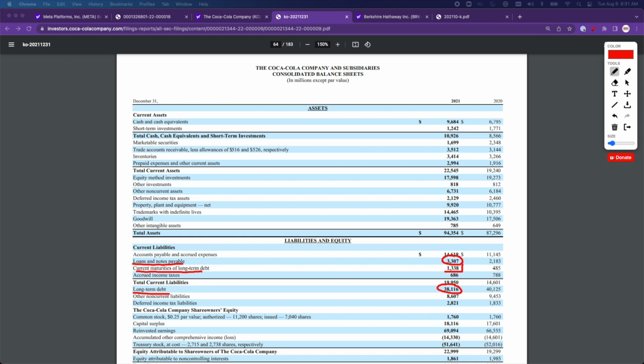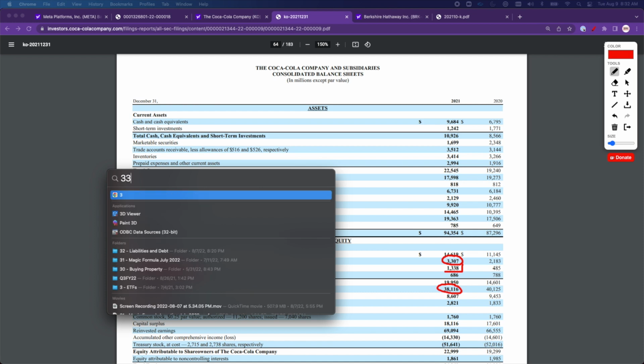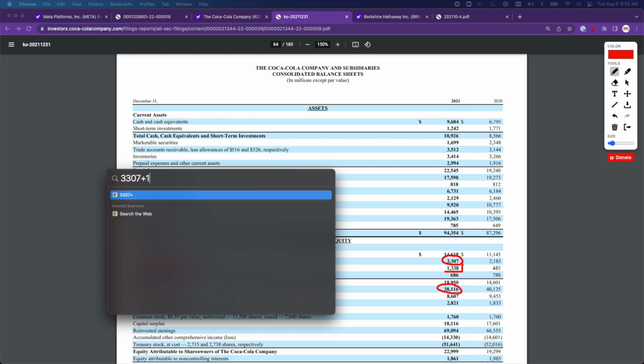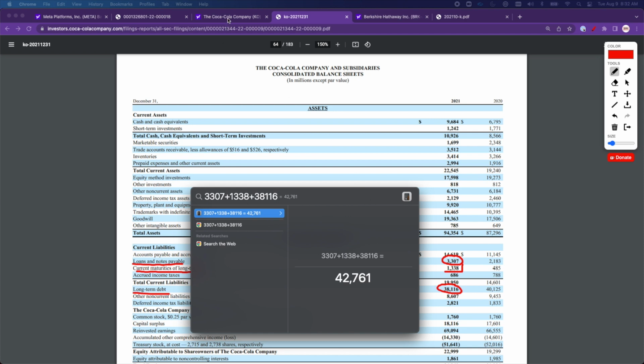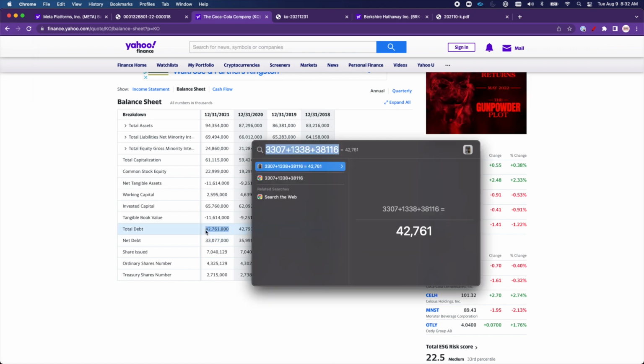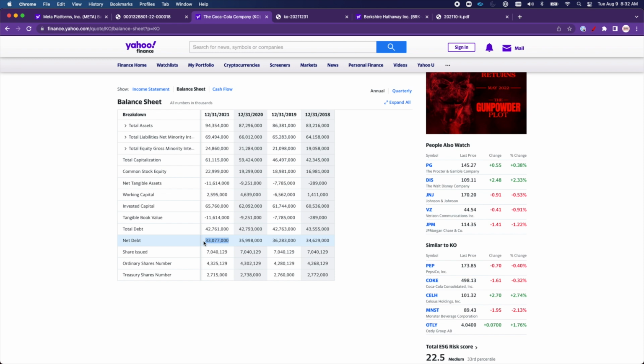So if we were to add these three figures, let's see what we get. So we have 3307, the notes payable. Then we have the current maturities of long-term debt, 338, and then we add the long-term debt, $38.116 billion, and we get 42.761. Is that what we have here? Yes. So we can see here that we get exactly the same figure reported by Yahoo Finance, $42.761 billion.